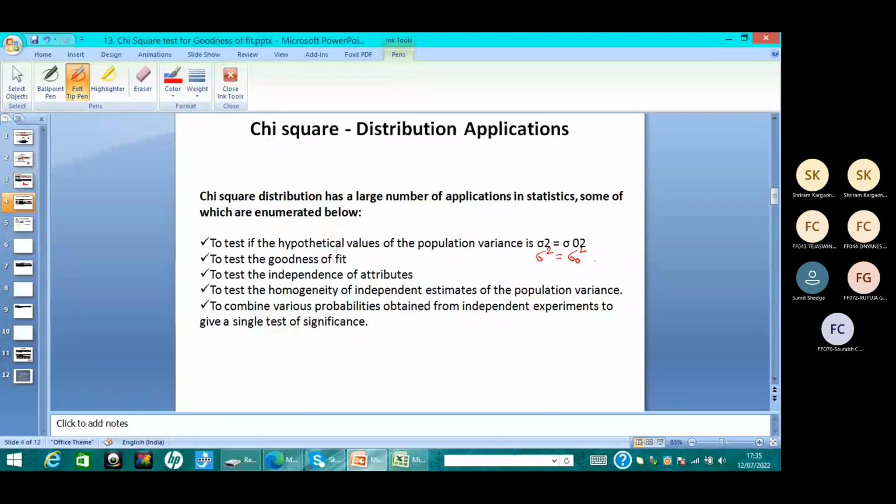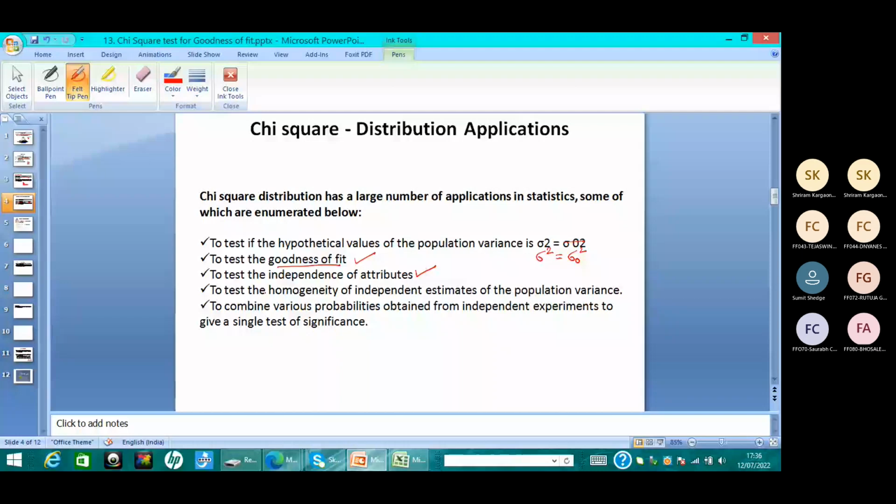Just as we defined in the population mean test, that the average value is 35, so a given, specified value: whether the population variance is equal to the specified value of population variance, that is sigma naught square. That is not properly typed there. Then the test for goodness of fit, which we are now going to understand, and the test for independence of attributes. These two are in the syllabus. Then these are some more applications, which are not in the syllabus.